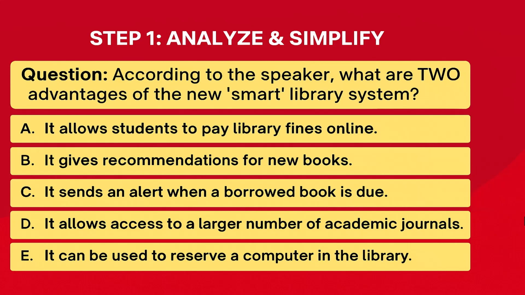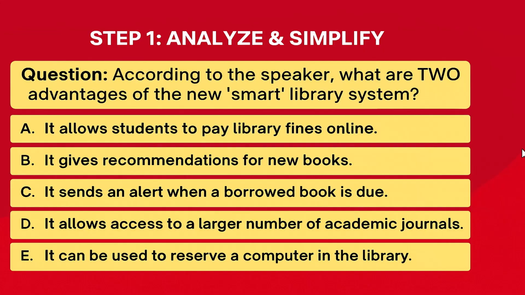For A, the key idea is pay fines. For B, it's book recommendations. For C, sends alerts. For D, more journals. And for E, reserve a computer. Now, instead of having to reread 5 long sentences while I'm listening, I just need to glance at these short, simple phrases. This is a much more efficient use of my prep time.